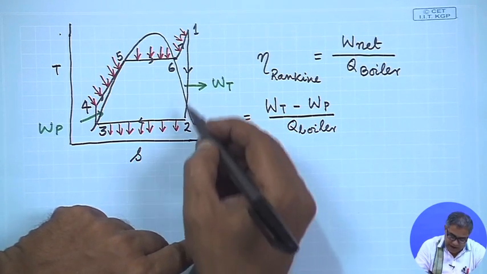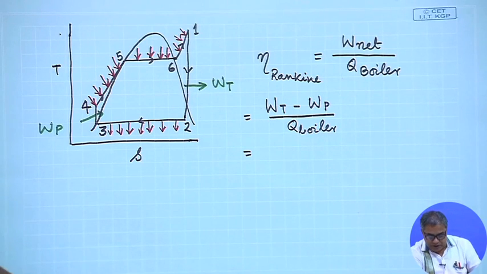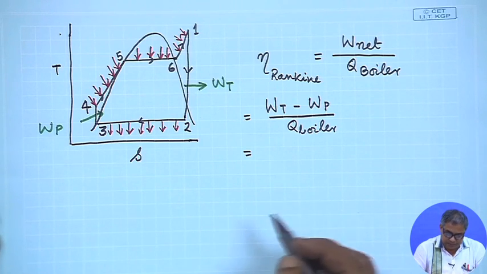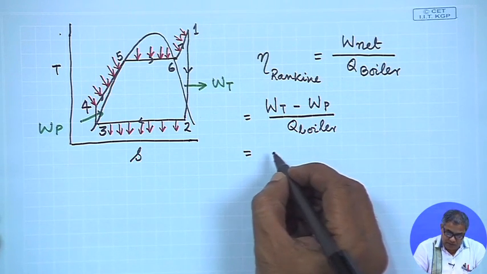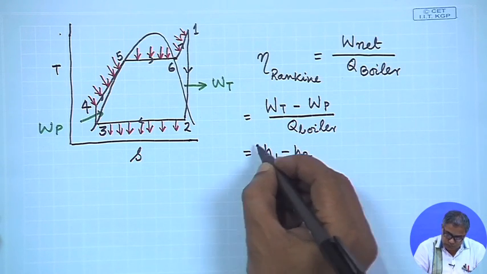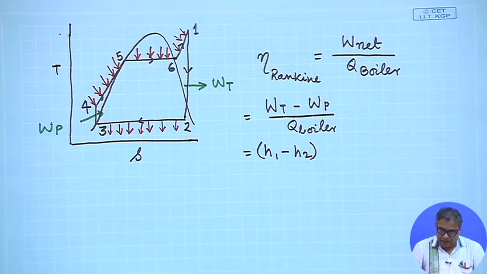Now, the turbine work: assuming the turbine to be a device operating under steady state steady flow condition, and also assuming that the changes in kinetic and potential energies are minimal and there is no loss from the turbine, one can write that the turbine work is given by the enthalpy difference, that means H1 minus H2, the specific enthalpy of steam expanding through the turbine. So, this is your turbine work minus W pump.